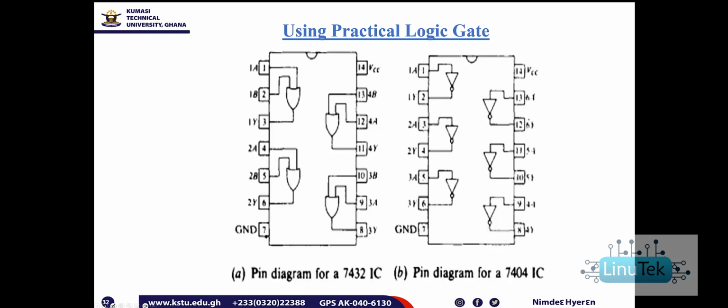So that is basically a practical example of logic gates, or the usage of logic gates. Now, these diagrams you see here are practical examples of dual inline packaged OR gate and NOT gate. So 7432 is an OR gate, and then 7404 is a NOT gate.